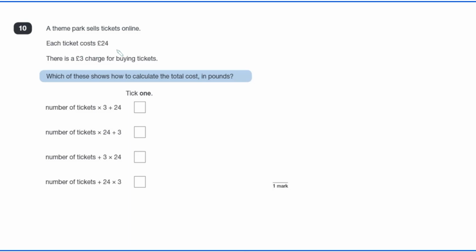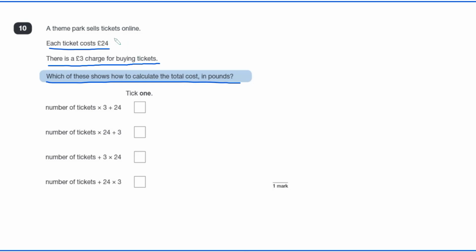Question number 10 is a theme park sells tickets online. Each ticket costs £24. There is a £3 charge for buying tickets. So this is the additional fee. You need to pay £3 additionally. Which of these shows how to calculate the total cost in pounds, right?